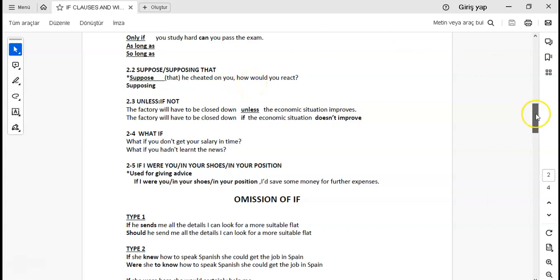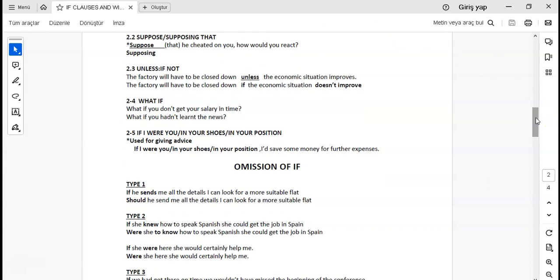And unless means if not. That means to be able to use unless, the sentence must be positive. For example, look at the example. Unless the economic situation improves. You can't say unless the economic situation doesn't improve. But if you use if, you use doesn't improve. And so if you want to turn a sentence with an if plus negative structure into unless, you have to omit the negativity and then use the affirmative form.